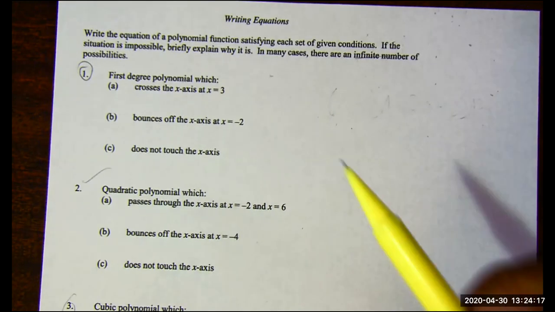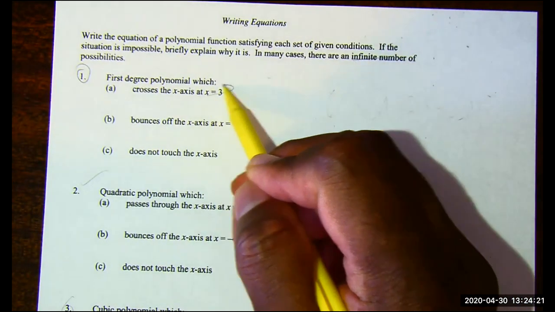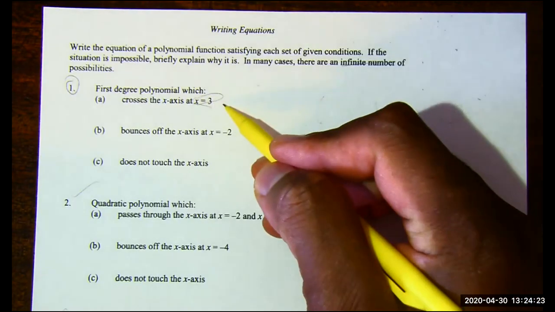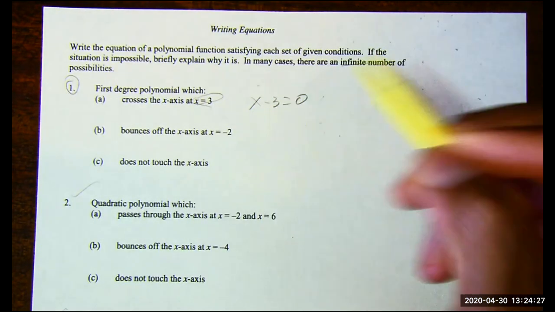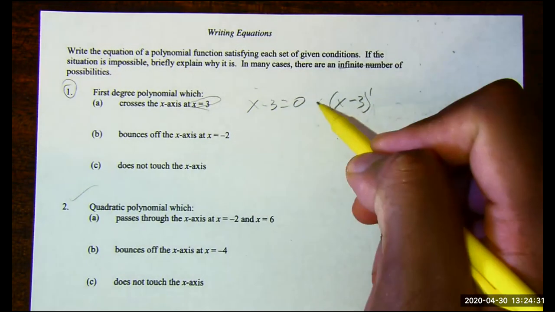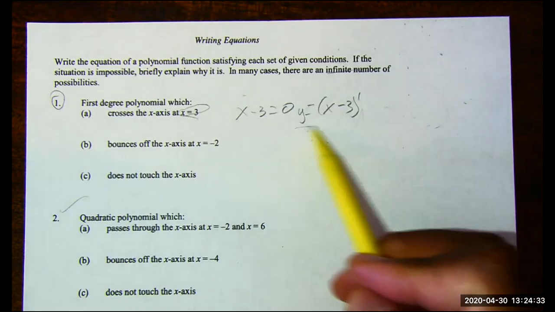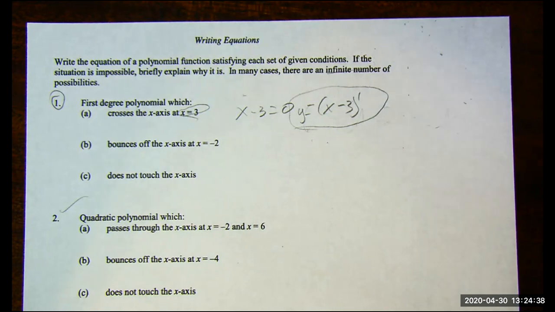First degree polynomial, which crosses the x-axis at x equals 3. So if it's at x equals 3 and I solve for 0, I get x minus 3 equals 0. So this is the solution. Let's do y equals x minus 3. It's first degree, crosses the x-axis at 3. I think that's the only way of doing that one. There's only one solution there.